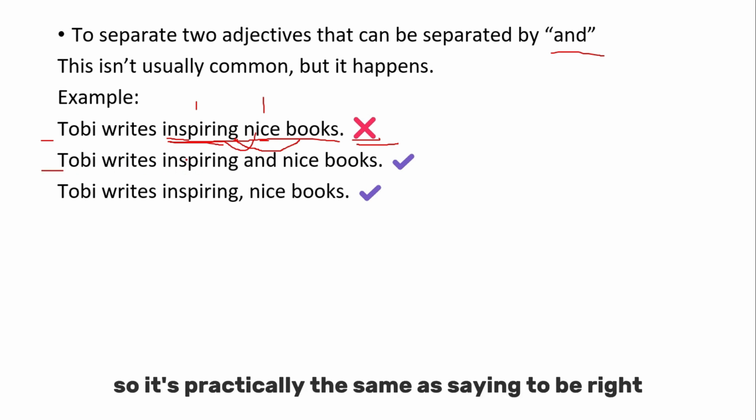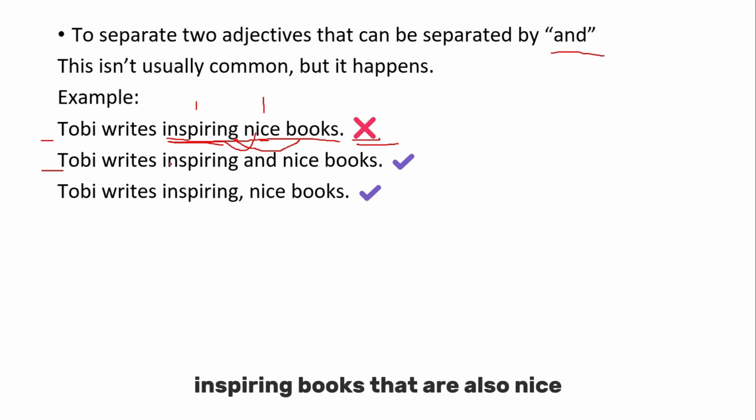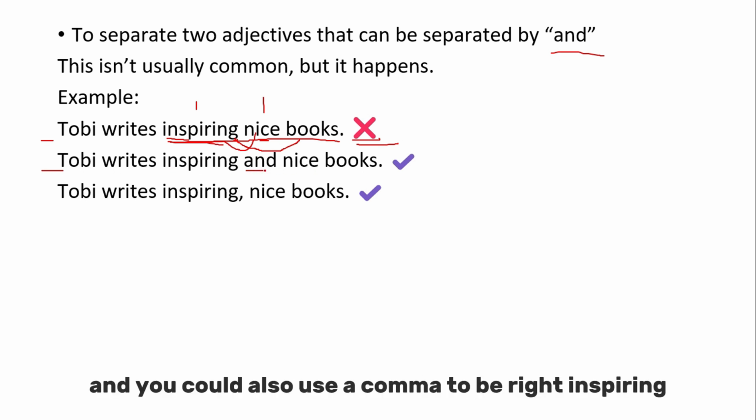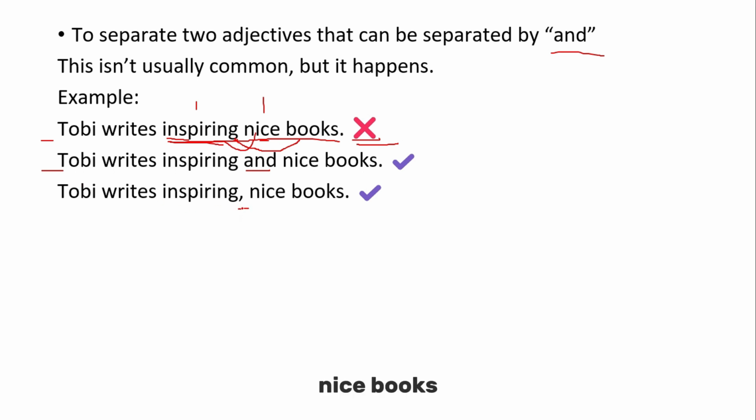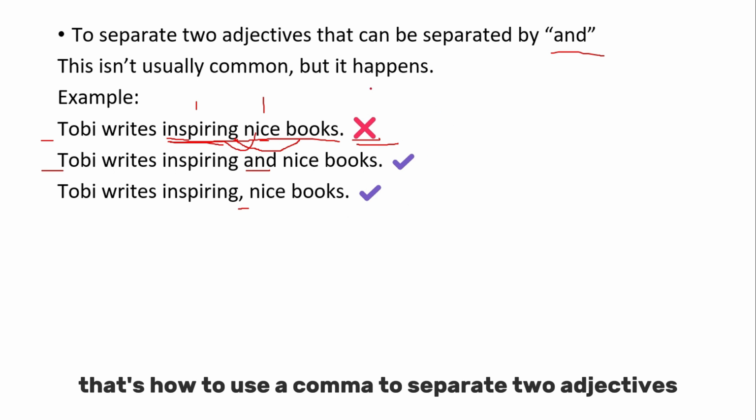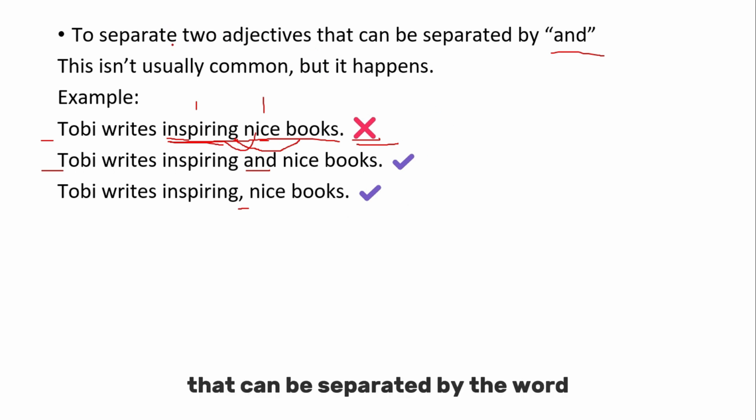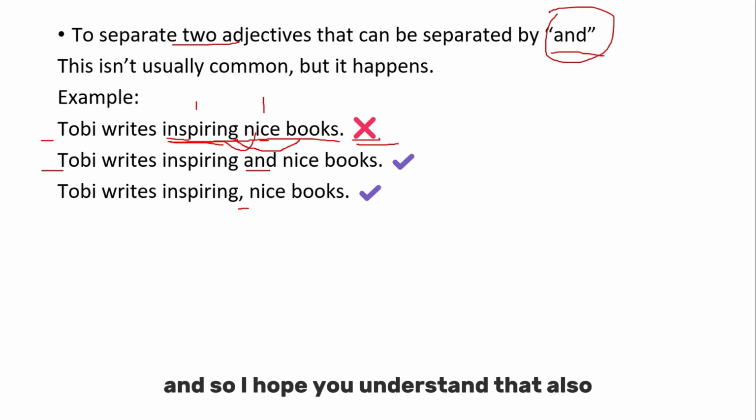So it's practically the same as saying Toby writes inspiring books that are also nice. So inspiring and nice books. Instead of using "and," you could also use a comma. Toby writes inspiring, nice books. So that's how to use a comma to separate two adjectives that can be separated by the word "and." I hope you understand that also.